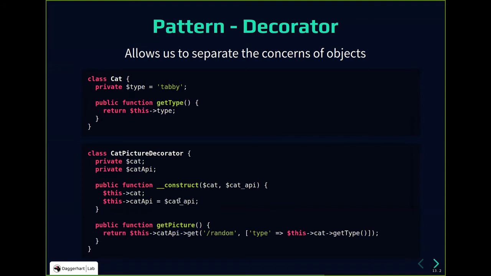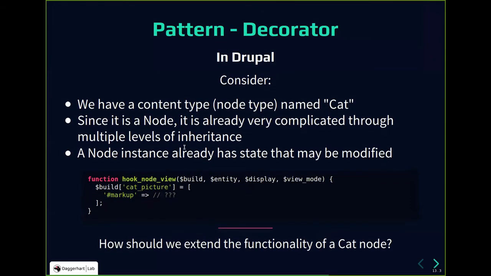And now every time we're dealing with a system where we already have the cat instantiated, and we want to extend the functionality of that existing cat instance, we will decorate it with our new class, and now our cat can get its picture through this decorator. So let's see what this next slide looks at.